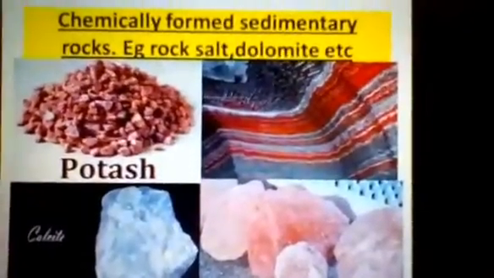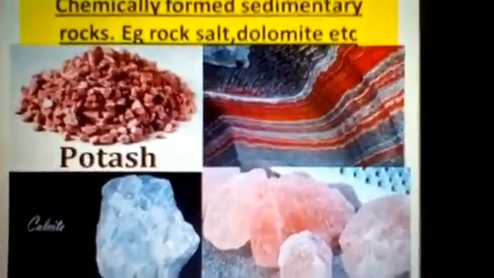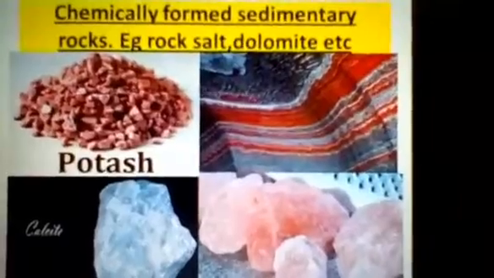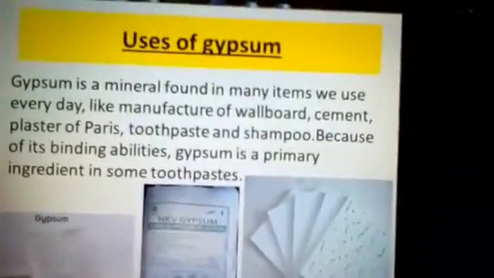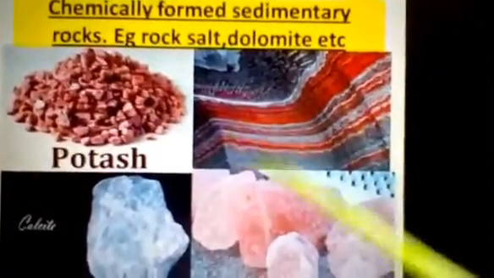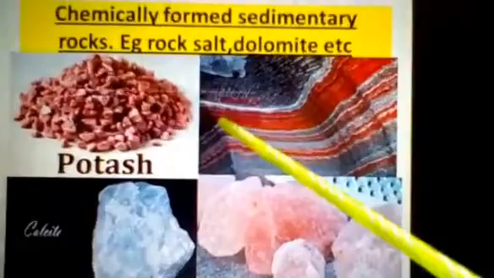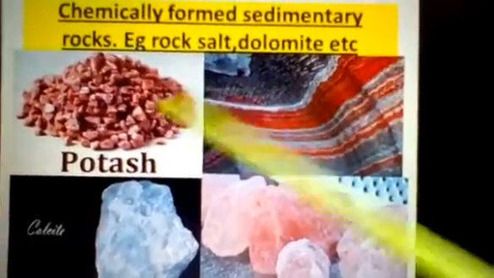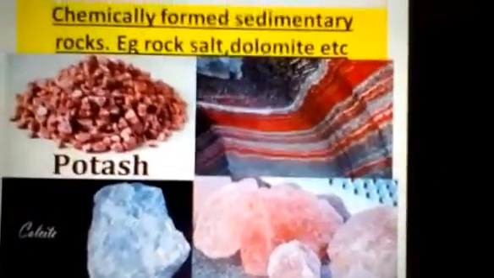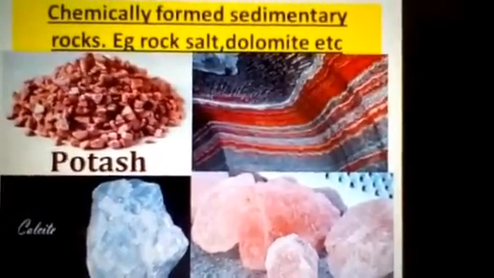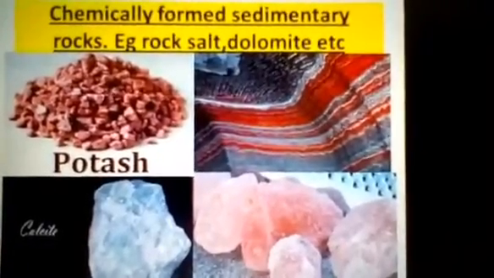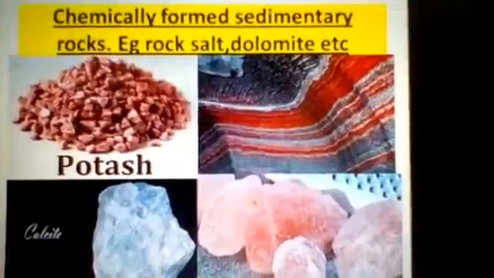The next slide shows us chemically formed sedimentary rocks, examples of which are rock salt, dolomite, and the best example of it is gypsum. But before we go to gypsum, let us see the potash which is extracted from the mine exactly like the coal. You can see the entire layer of potash. Now this is the same potash which is extracted and used. And this is the rock salt which we commonly use in our houses, also known as sendha namak. And your moms must be using this in the house, especially for fasting, etc.